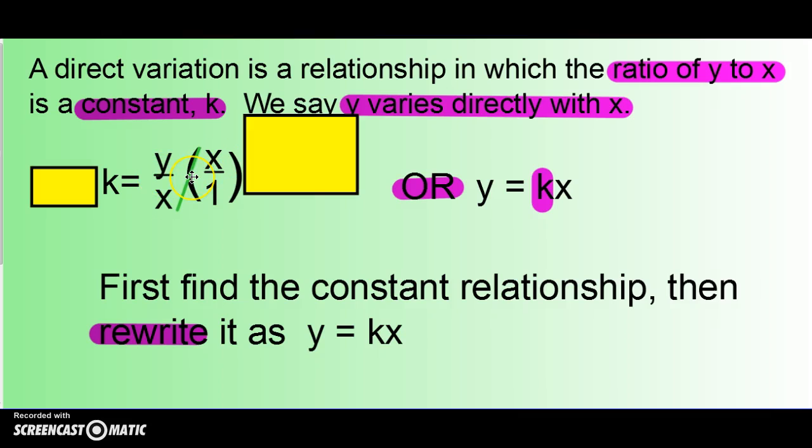But if we multiply this side times x, we need to multiply this side times x. So now you see how we get the equation y equals k times x. So first find the constant, that direct variation. Then they'll ask you in the homework today to rewrite it as y equals the constant times x. So when they ask you to leave your answer as an equation, this is what they're looking for.